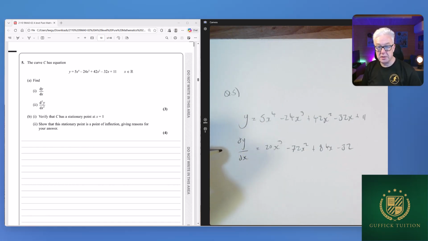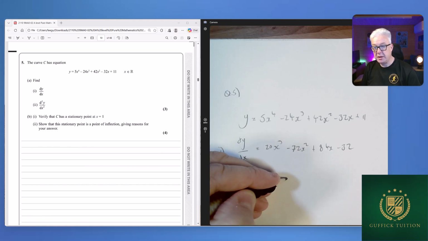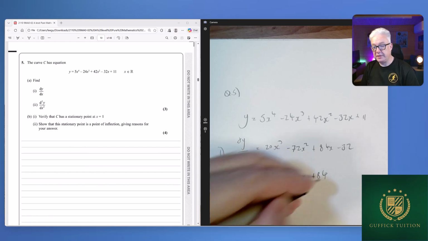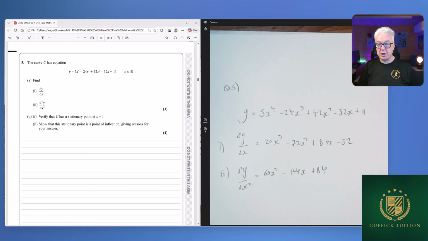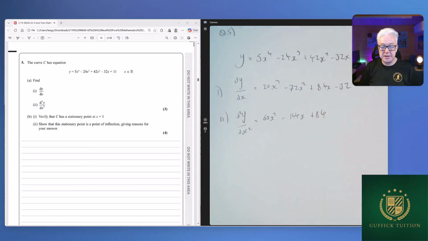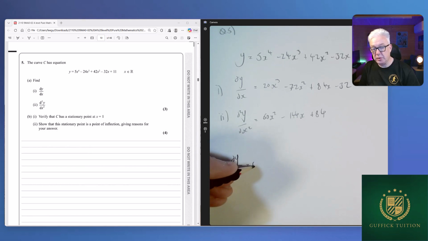So that's part 1. Part 2, our d2y by dx squared is going to equal 60x squared minus 144x plus 84. So that's part 1 and part 2 done. Now part B, verify that C has a stationary point at x equals 1. So a stationary point is when dy by dx is going to equal 0.